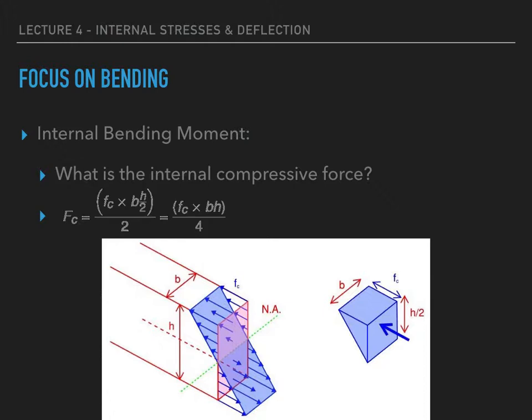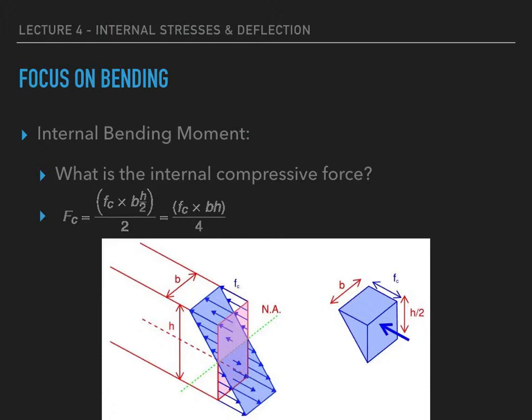I know that's not easy or fun, but take a look at the picture, and we have a stress block, if you will, that's in compression. So we're calculating now the volume of that stress block, so the base times height, and the h over 2 is half of the height of the beam. And then we have fc, which is the width there.